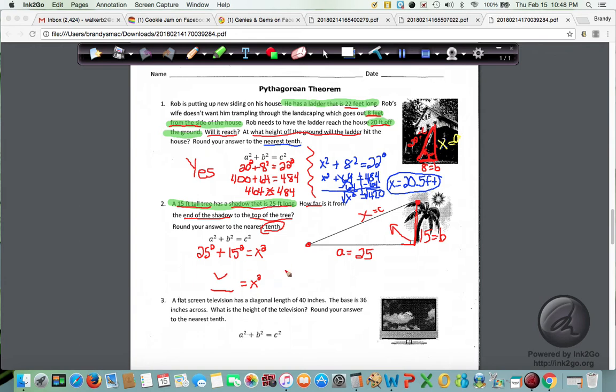Again, I'm not going to give you that. That's as much hints as I'm going to give. And even on this next one, it's going to be a little less. And then you're going to do the rest on your own. So here's the last one I'm going to do for you, this flat screen television.